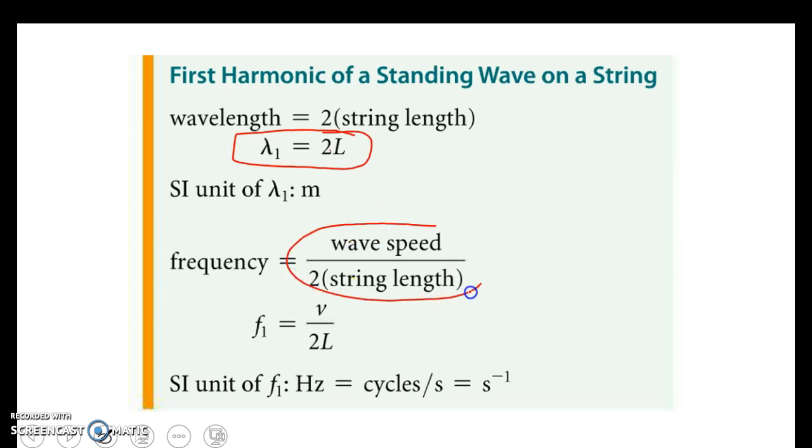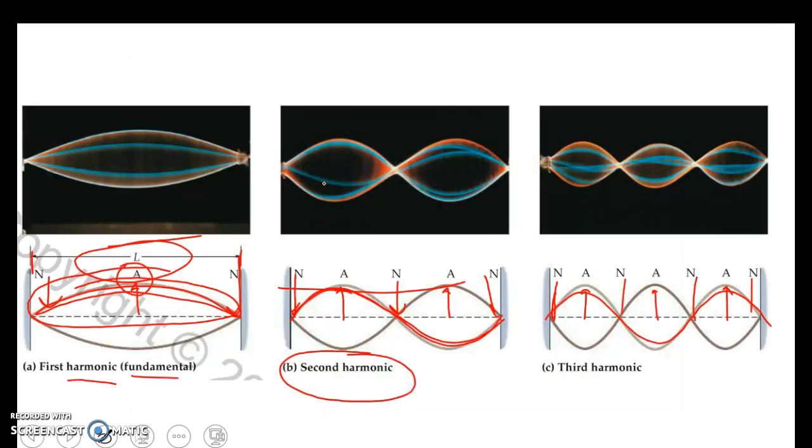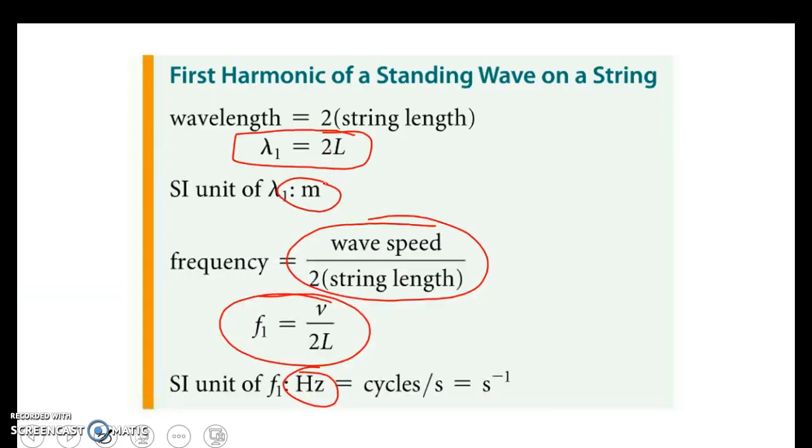Frequency is wave speed over 2L, or over the wavelength. So the fundamental frequency is V over 2L. And that, of course, is going to be in hertz for that frequency. Wavelength is in meters. So, in any standing wave, the length of the string times 2 is the wavelength. Frequency is wave speed over wavelength, or wave speed over 2L.